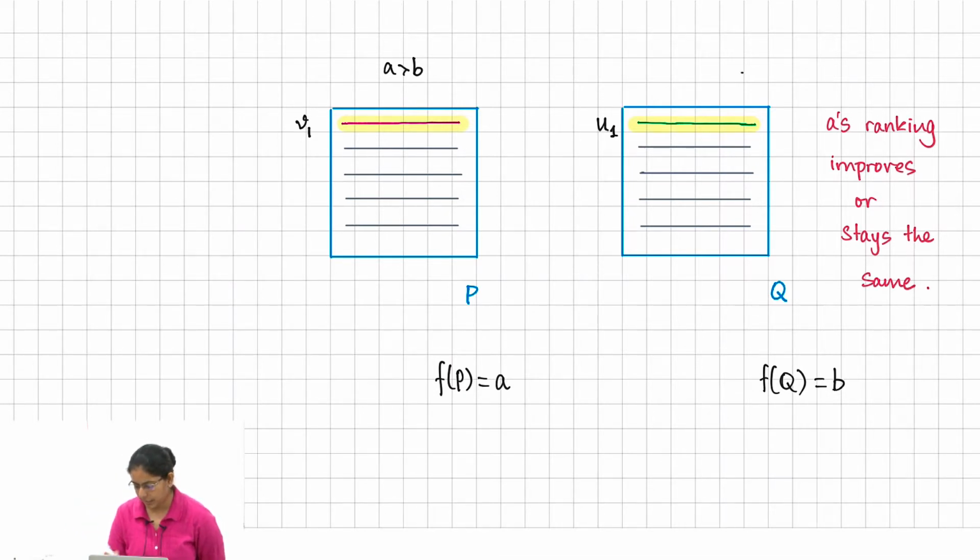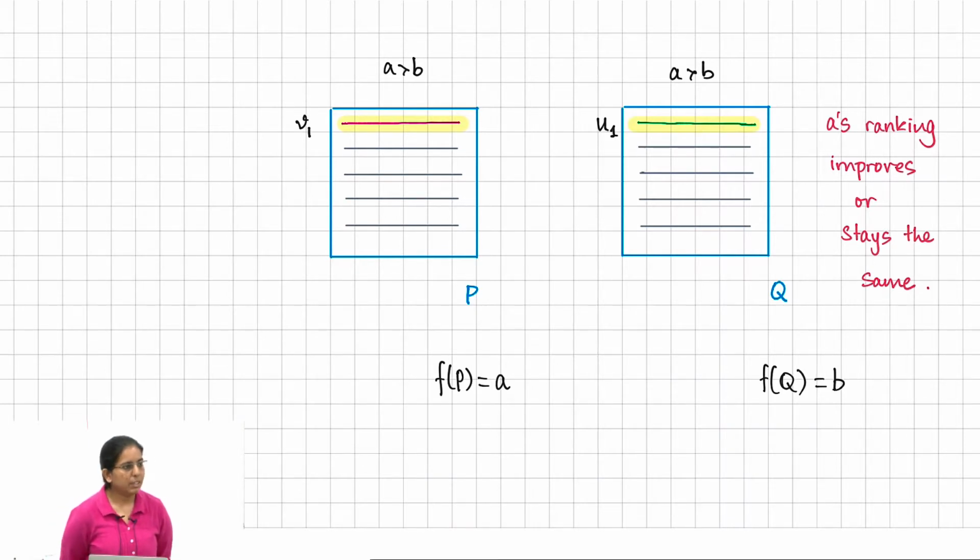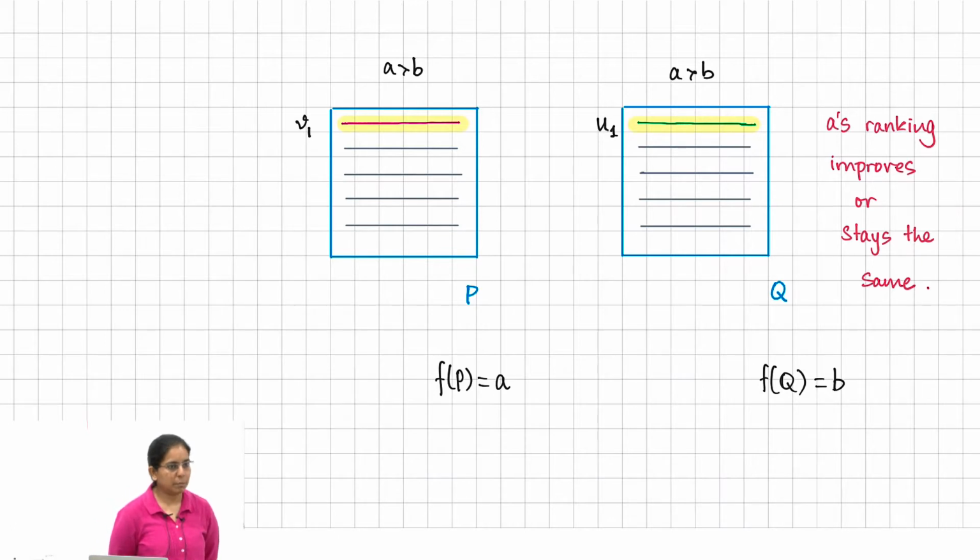And here we know that because of the assumption of the lemma again, A must be preferred over B, because we said that A's ranking only improves or stays the same. So if A was ranked below B, then we've certainly not respected the requirement of the lemma, which is that A's ranking stays the same or improves. We know that B was ranked below A, and now in the new vote, if A is ranked below B, then A has suffered a demotion for sure.